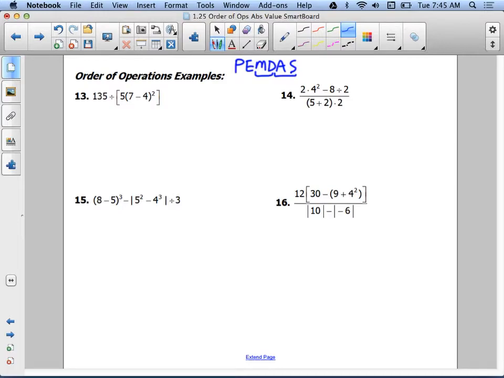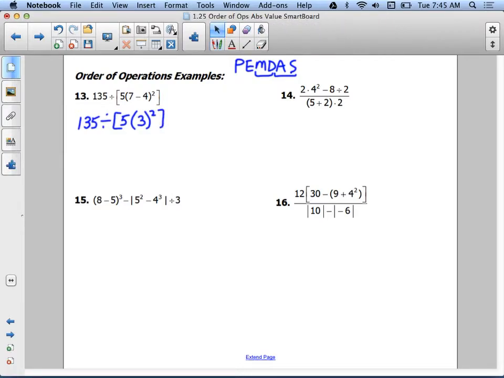So let's start with number 13 with our innermost set of parentheses. 7 minus 4. So I'm going to recopy the rest of the problem, simplifying that part first. 7 minus 4 is 3. Okay? So I did my innermost parentheses. Now I see that I still have some square brackets here. I'm going to treat those as parentheses and simplify the expression inside of them next.